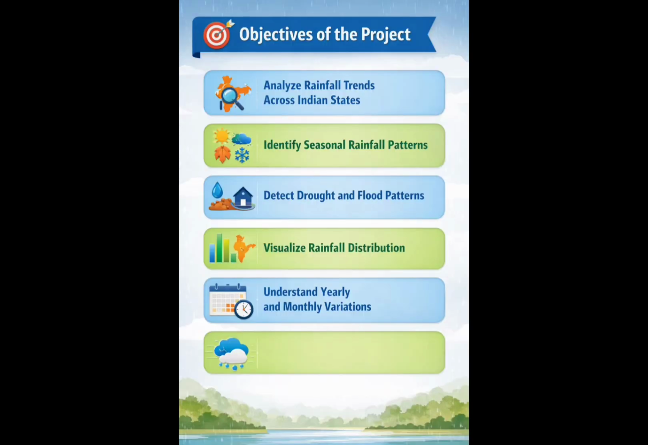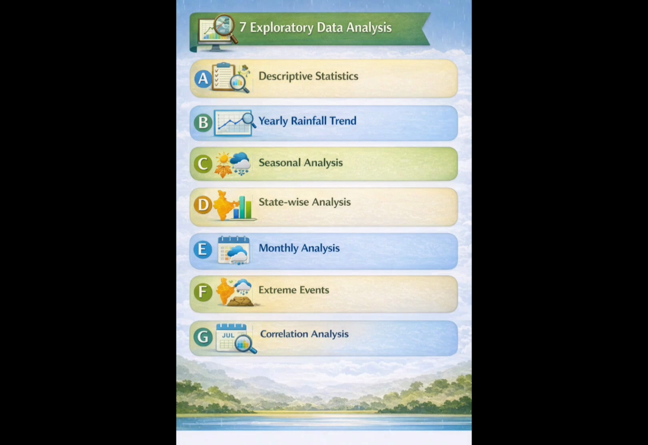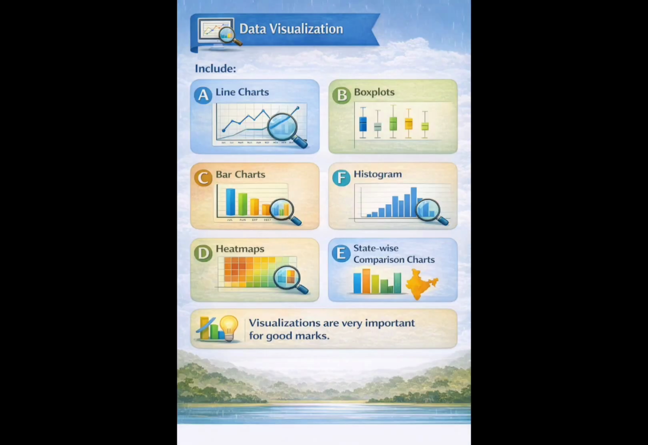Objectives of the project. The goal is to analyze rainfall trends, identify seasonal patterns, detect extreme events, and understand regional variations. Perform descriptive statistics, yearly and seasonal analysis, state-wise comparison, and correlation analysis to uncover patterns. This is the exploratory data analysis. We will see data visualization.